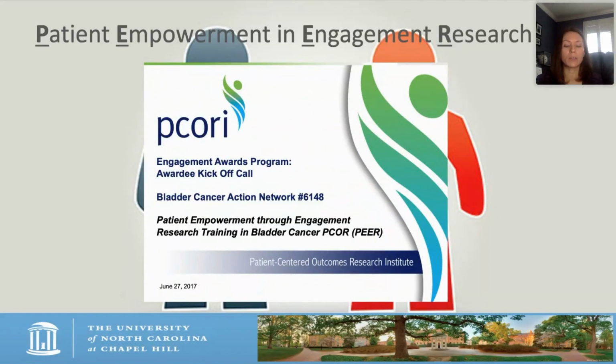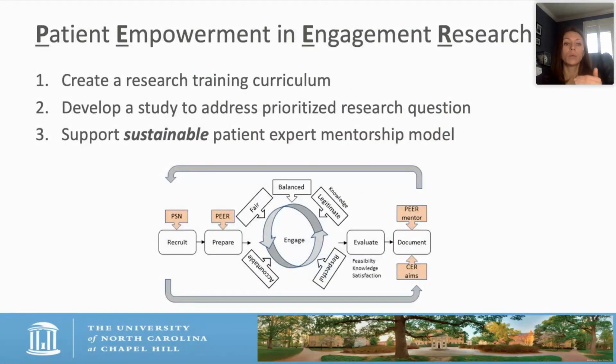But here's what we ended up doing. We created a research training curriculum. We developed a study to address that number one prioritized research question. So I'm going to explain how that was developed. And then we needed to create a sustainable patient expert mentorship model. And so you can see the figure here. The PSN on the far left, that was our first engagement award. PEER, which stands for Patient Empowerment and Engagement Research, was all about preparing patients to join the team. And you can see this is how we engage them. And truly what we wanted was for them to be confident to join the team.